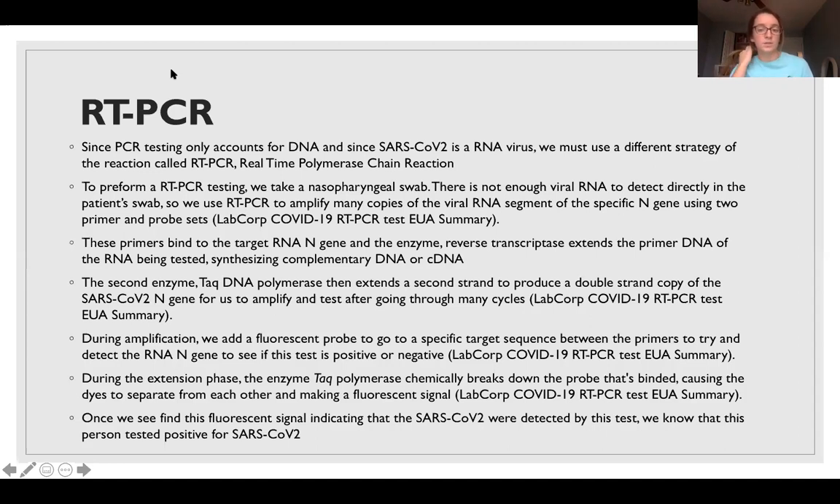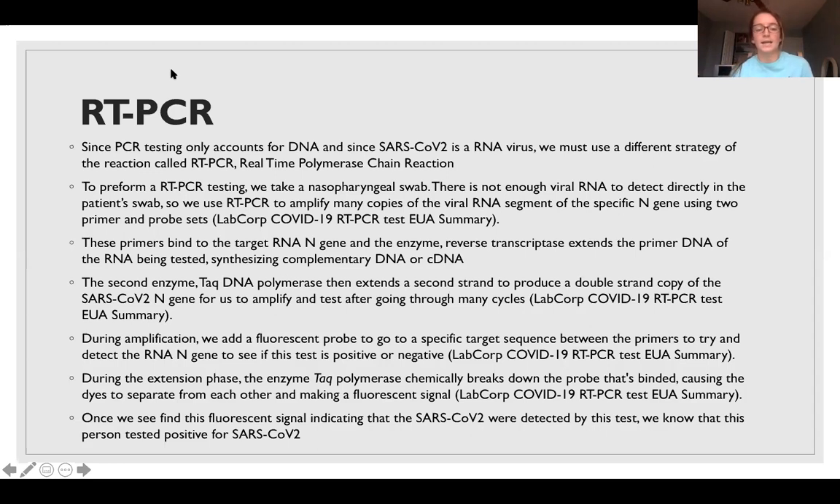And so the enzyme, which is different in RT-PCR, is reverse transcriptase, and it extends the primer on the RNA being tested, synthesizing complementary DNA, or cDNA. So that's basically what's starting to amplify it and synthesizing our complementary DNA. So after that step, it's pretty much the same as what we just talked about in PCR.